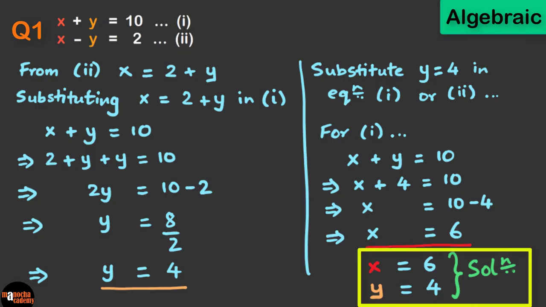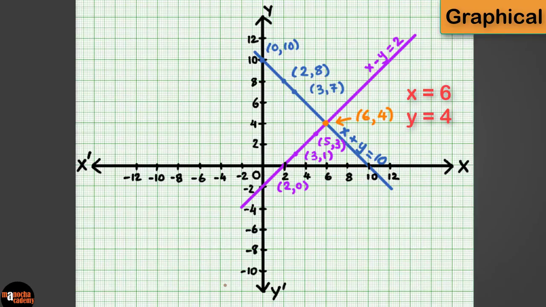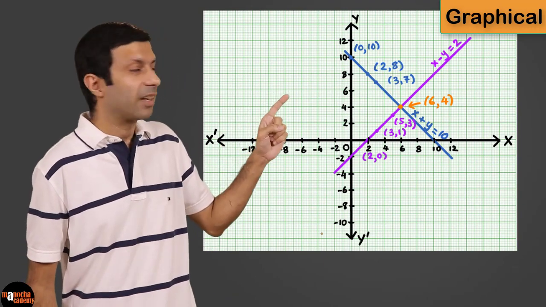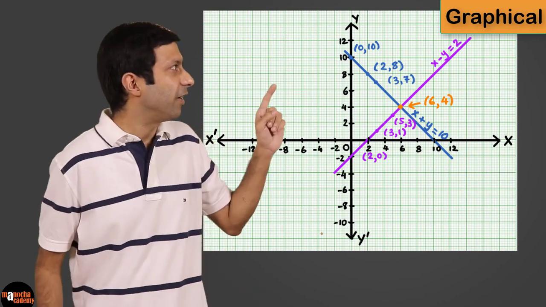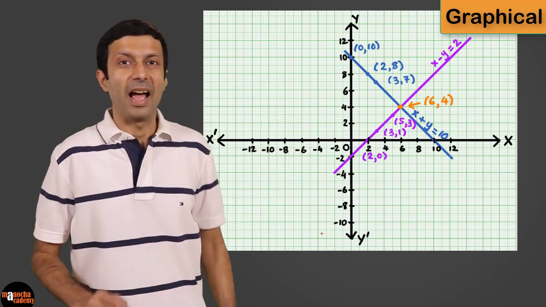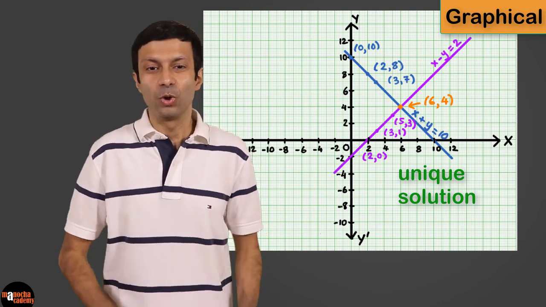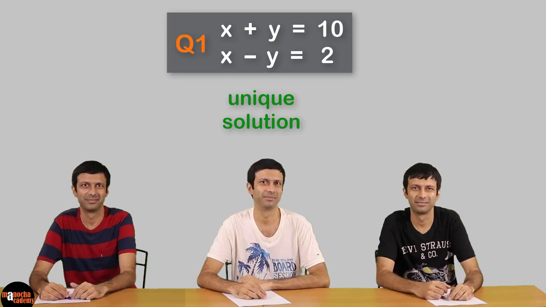As you can see, with the algebraic method, we got a unique solution. x equal to 6 and y equal to 4. Now let's take a look at the graphical method. If you look at it graphically, can you see the two lines which represent the two equations are intersecting at a point? And this point represents the unique solution. So the student in the center who got the unique solution got this question.